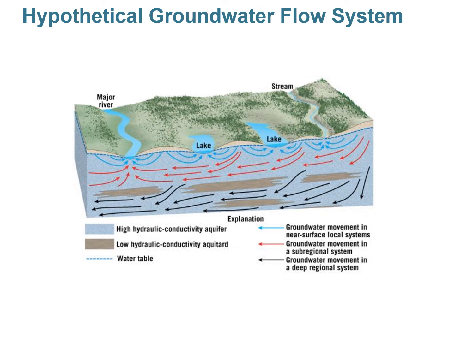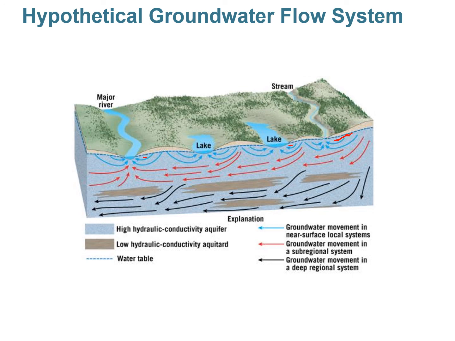Here's a hypothetical groundwater flow system. Now, groundwater flow can be complex. Here they show you 3 different levels of groundwater movement. In blue, all these blue areas are the superficial, near surface, local groundwater systems. Okay, so groundwater flows from higher elevations to lower elevations. They can discharge in lakes and streams or a major river.